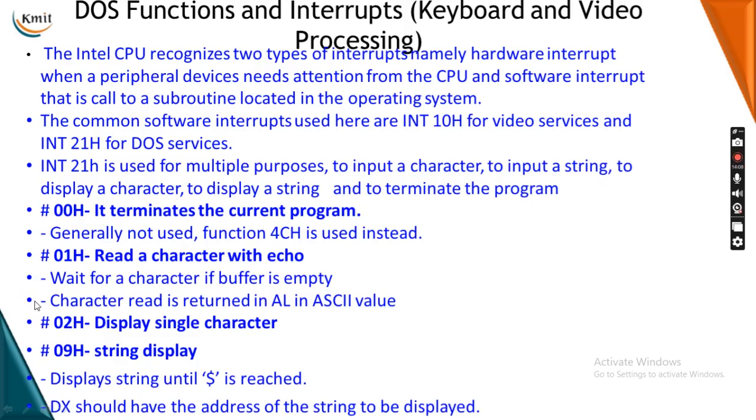Function 01H reads a character from the keyboard with echo. Function 02H displays a single character. Function 09H displays a string. The total string will be displayed until the dollar sign is reached. So dollar will be the last character which we require to display. DX should have the address of the string to be displayed.